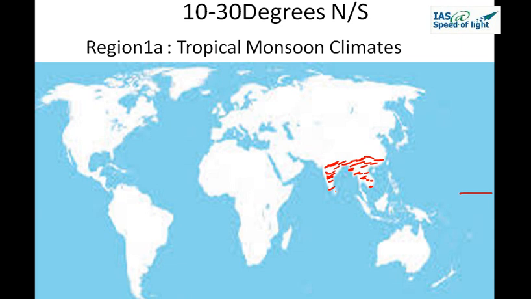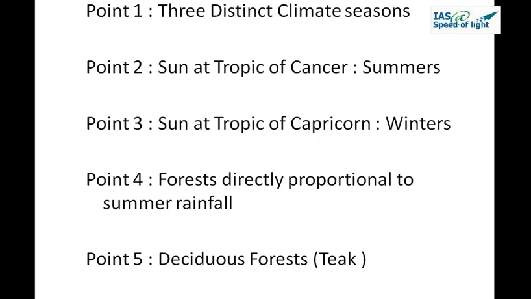Now we know what happens in India, how this tropical monsoon works. We have three distinct climates, right? The summer climate with the rainfall, and a particularly dry climate with very rare rainfall in winters. So three distinct climate seasons. It's summer, monsoons, and winters.